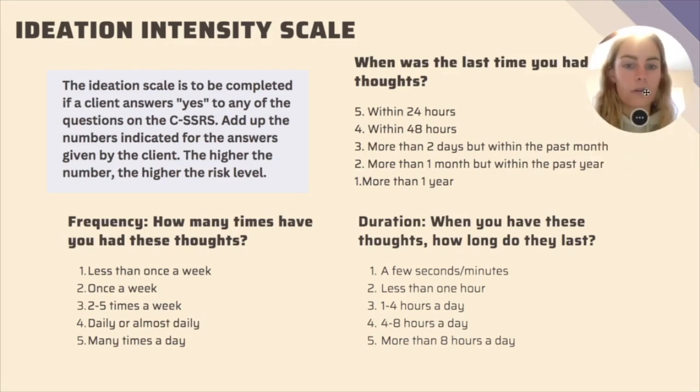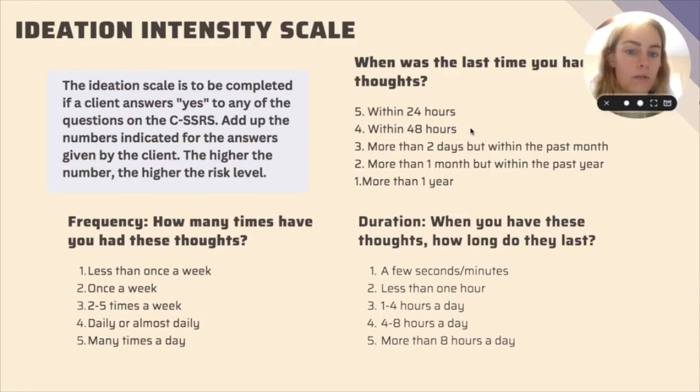When was the last time you had these thoughts? Within 24 hours, within 48 hours, more than 2 days but within the past month, more than 1 month but within the past year, more than 1 year. So as you can see, these numbers are switched around, but the higher number is still the most concerning thought.